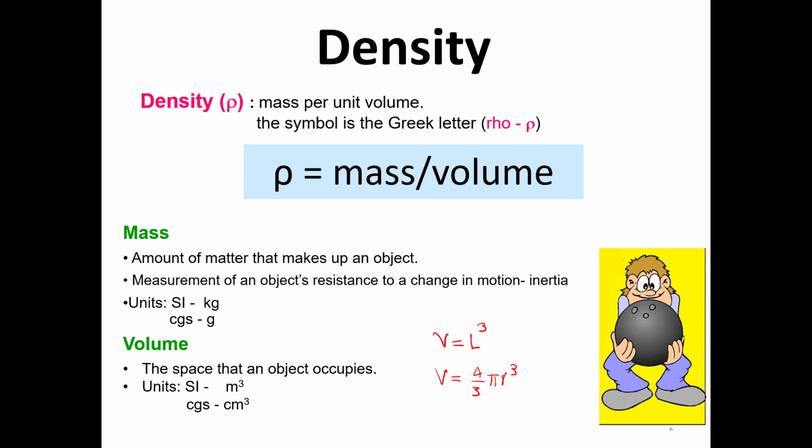One method we can use is the water displacement method to calculate the volume. In this case, if we have this bowling ball, the mass is how much matter makes up this ball, and the volume, if we know the radius, we can calculate using this equation, because this is a regular shape. We know volume is a derived unit. This is why the units of volume can be cubic meters or cubic centimeters. Those are the possible units for volume.